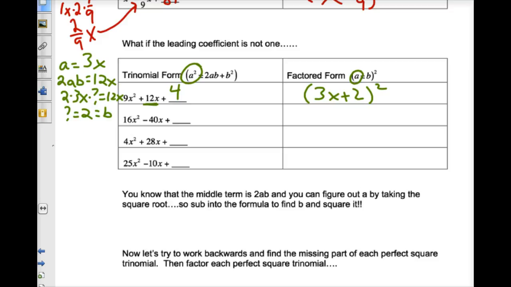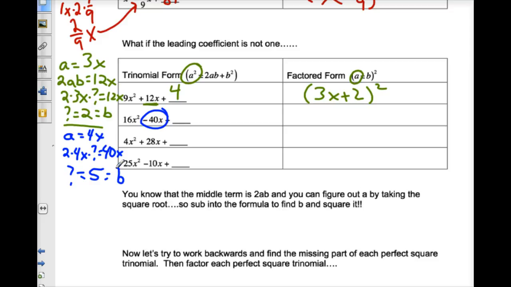All right, let's try the next one. Everybody figure out what a is. It all starts with a. Melissa, what's a? 4x. Now ask yourself, 2 times 4x times what makes 40x? See if you can do that, people. What's the question mark? Quinlivan? 5. What does that mean 5 is? It's b. Very good.